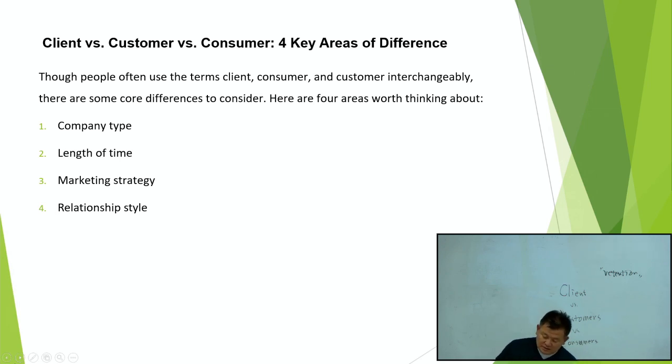Anyway, the goal in either case is to turn the potential client or customer into a consumer. This is a relationship style. So if I'm a tailor, and some clients and customers come to my retail shop to make a suit, and then I want to make them potential customers. This is a little bit different relationship style.